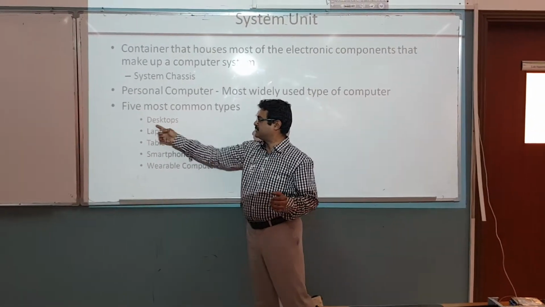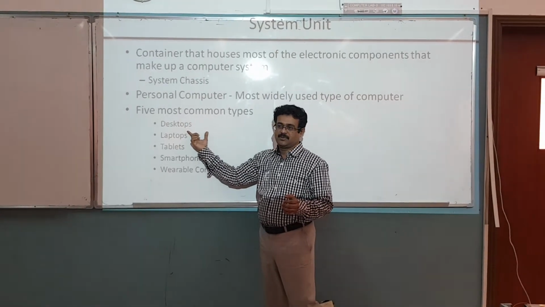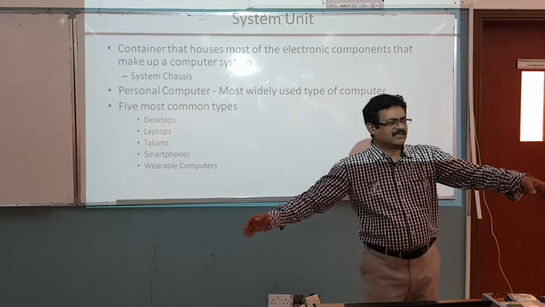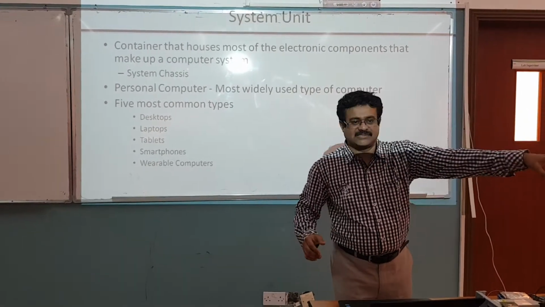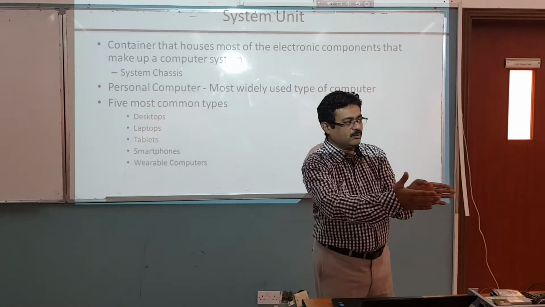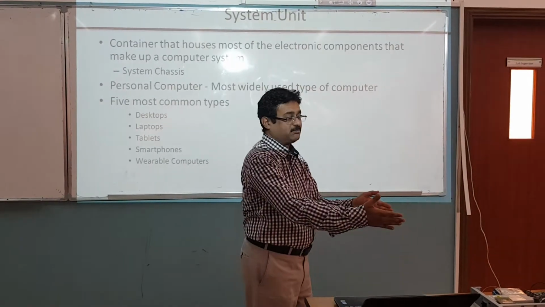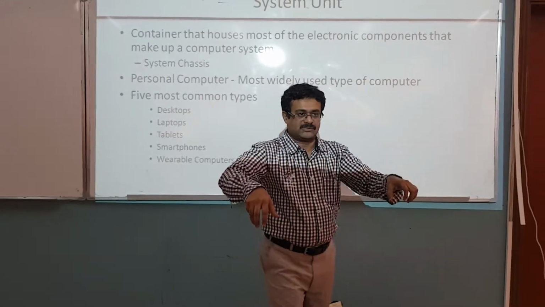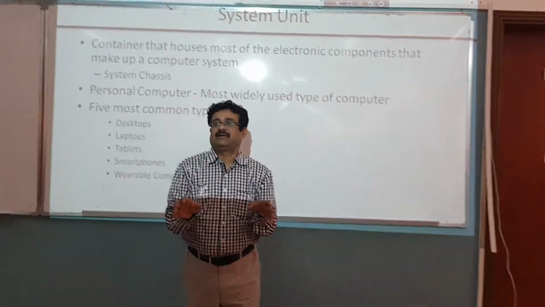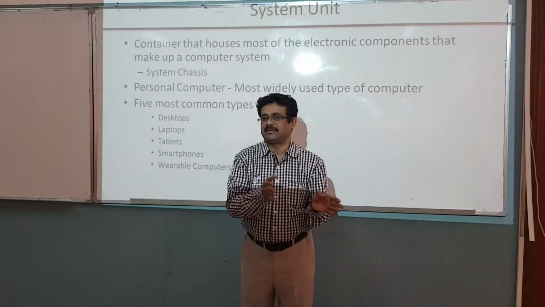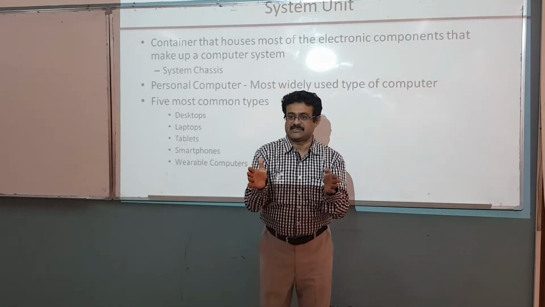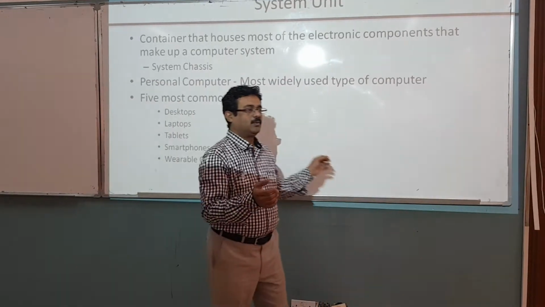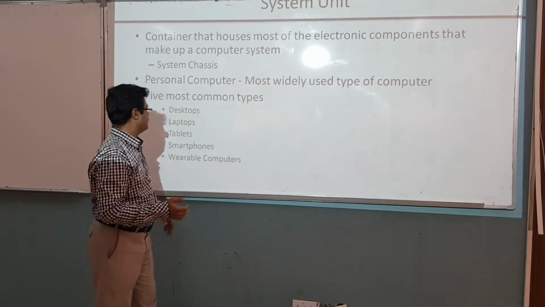It starts with first, desktops. What are these desktops? The name itself says a computer which is placed on a desktop, which has a CPU separately, that is the chassis box, a display unit, the monitor, the keyboard, and the mouse, and you cannot take it from one place to another place. It has to be used at one place and fixed on a table. So that is what is called a desktop computer.